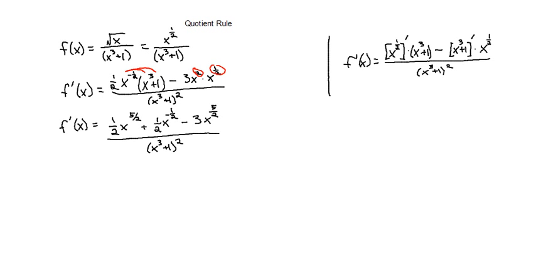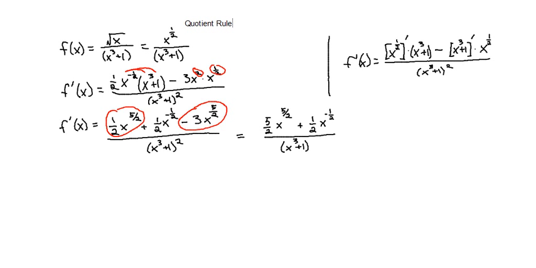We can simplify the top a bit if you take a look at the first term and the third term. Those have the exact same power, so they are like terms, so we can add those together, in this case subtract. Negative 3 and 1/2 gives you 5/2 x to the 5/2, that's a coincidence that those are the same, plus 1/2 x to the negative 1/2 over x to the third plus 1 squared.